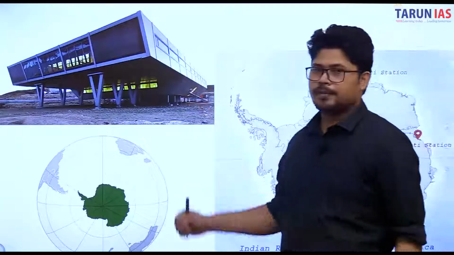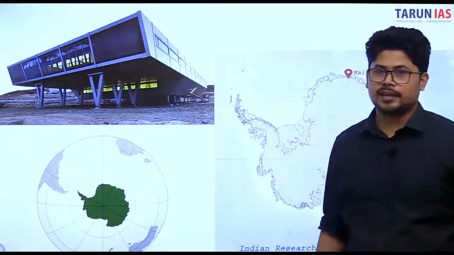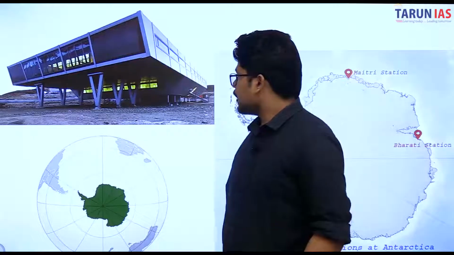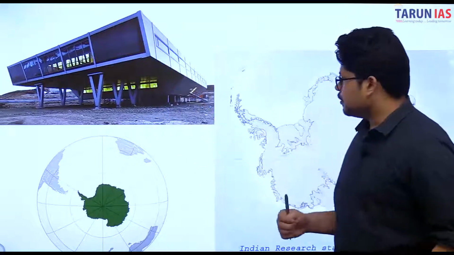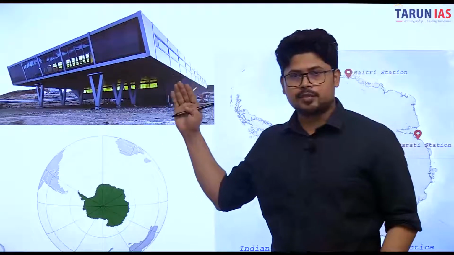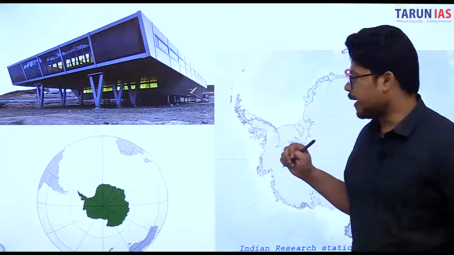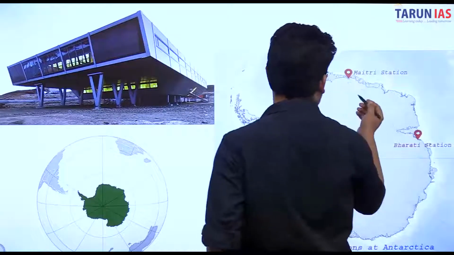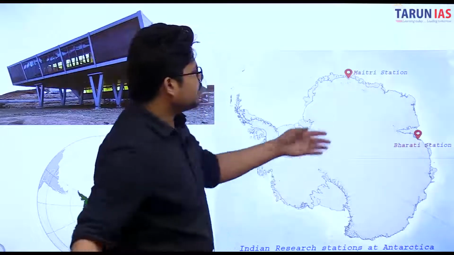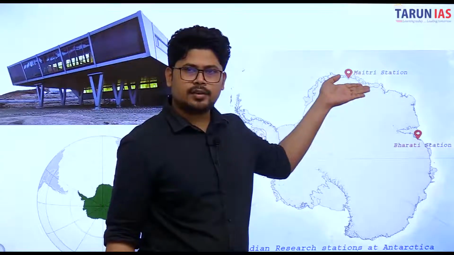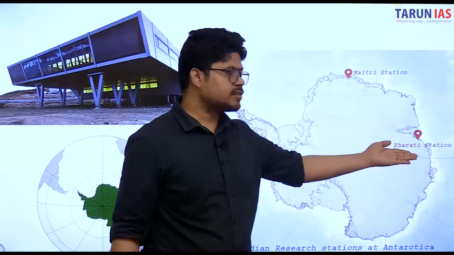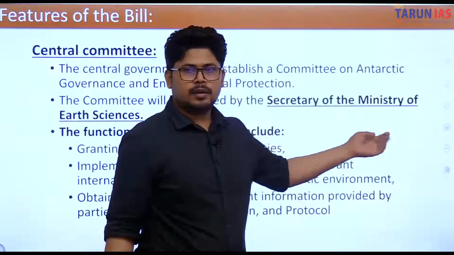Now, this is Bharti, the recent station that India has established. This is permanently manned by Indian researchers. And this is the Maitri station. The Maitri station was established in 1982 itself, and this was established 30 years later in 2012.